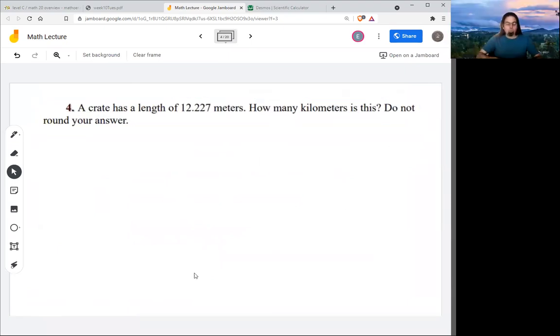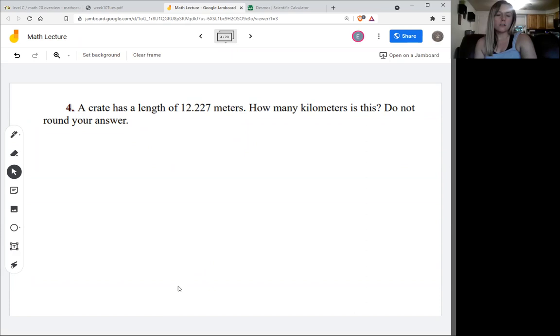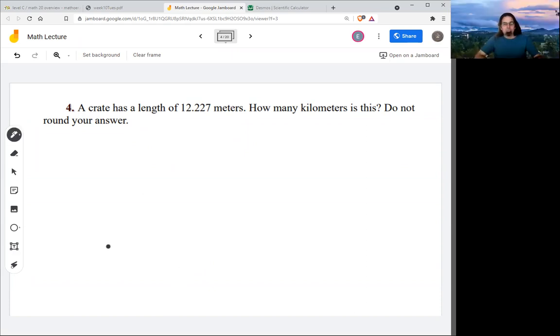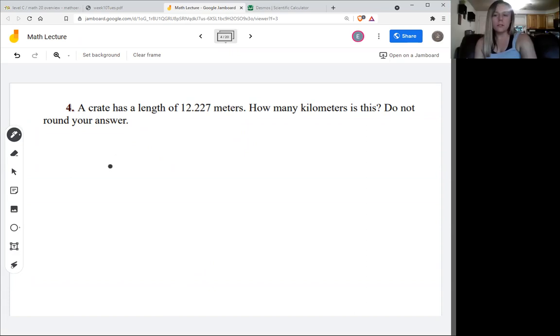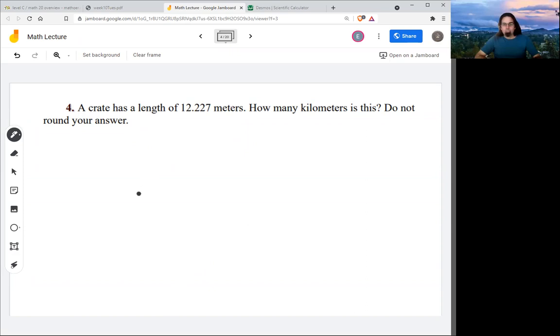Should I come back in a moment, or do you want to just tell us and I'll write it? I think I got the answer. Okay, how did you do it? Do you just do 3 scoots to the left since it keeps going from meters to kilometers?